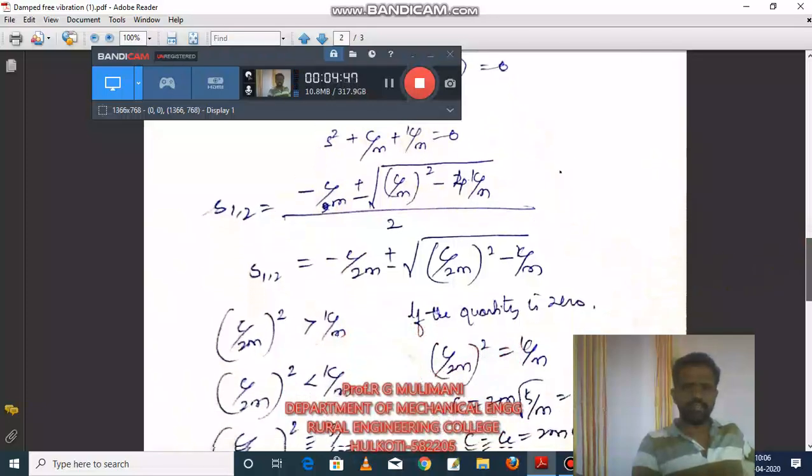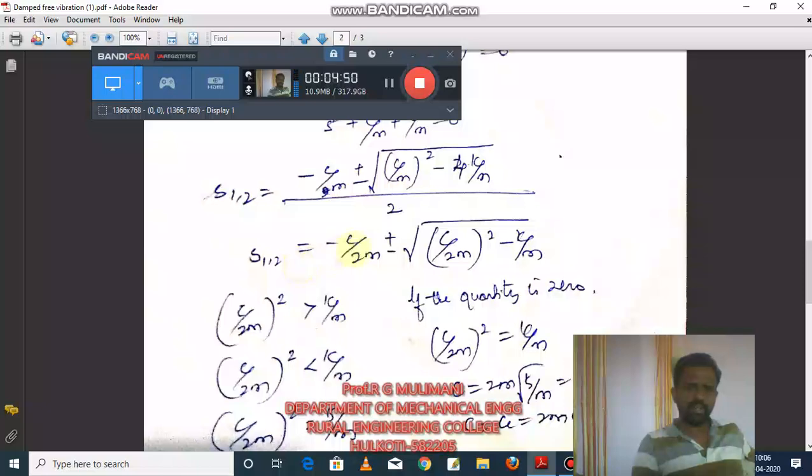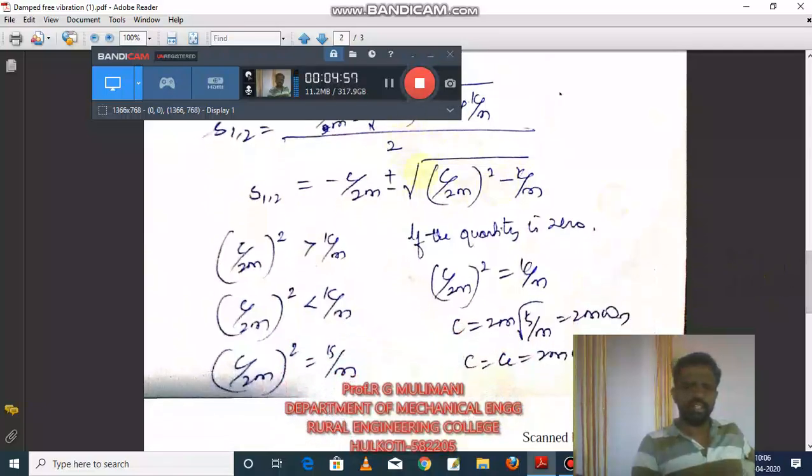In a similar fashion, the roots are written here. So the roots s1 and s2 are minus c by 2m plus or minus square root of (c by 2m) whole square minus k by m. Okay, see here, the solution depends upon this quantity, whether it is a positive value, negative value or 0. When (c by 2m) whole square is more than k by m, the quantity is positive. If (c by 2m) whole square is equal to k by m, then it is 0. If (c by 2m) whole square is less than k by m, then it is a negative value.